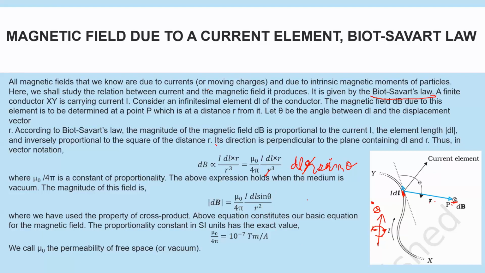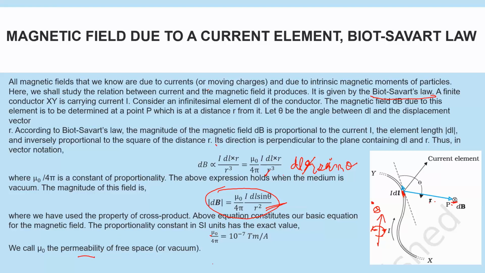So this is the basic equation for the magnetic field. This is what Biot-Savart's law is based upon. This equation is a representation of the Biot-Savart's law. Over here, when we consider mu 0 by 4 pi, mu 0 is called the permeability of free space. If you remember in the electrostatics part, we dealt with the permittivity of free space, which was epsilon 0. Now mu 0 is the permeability of free space.